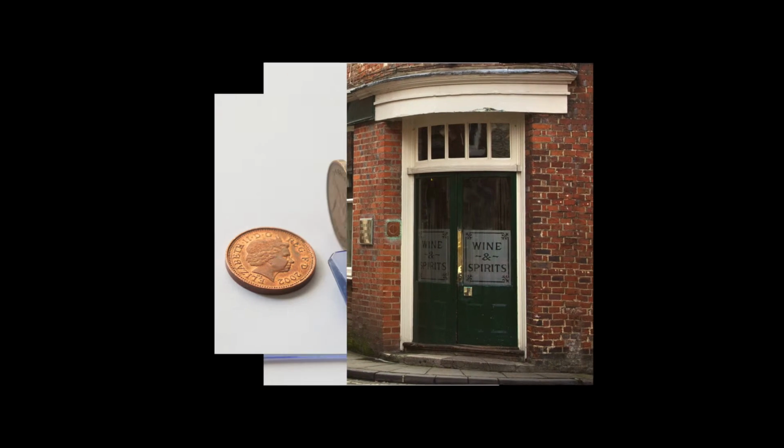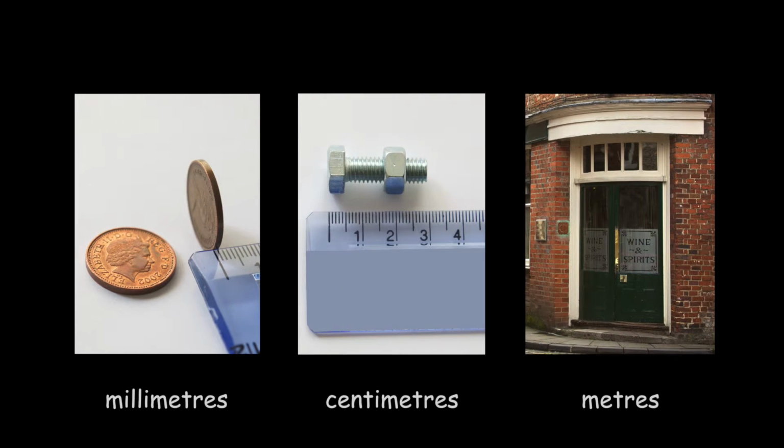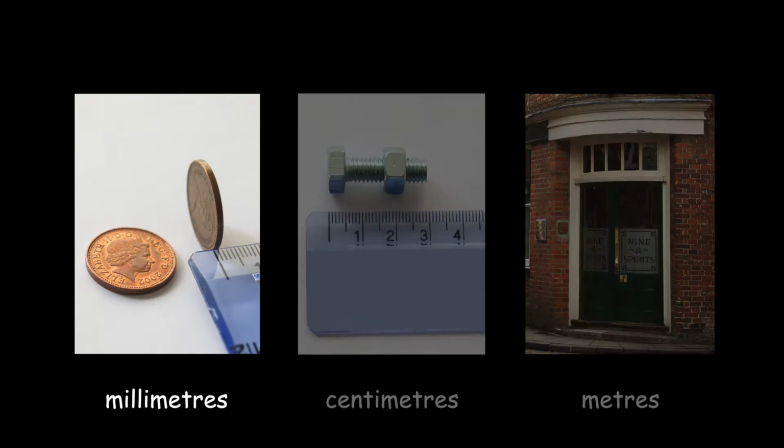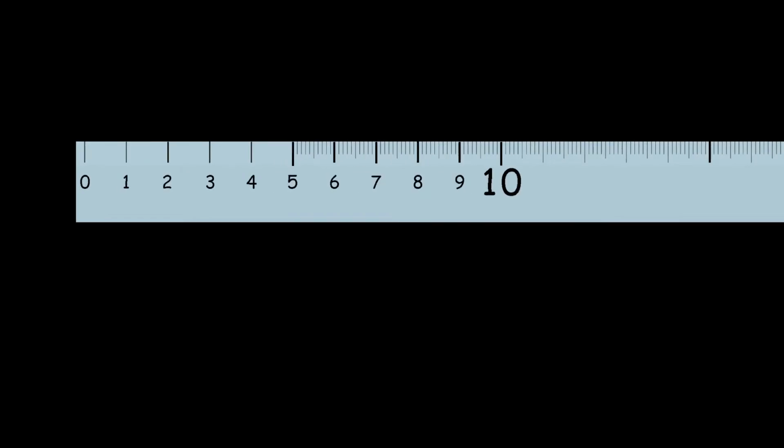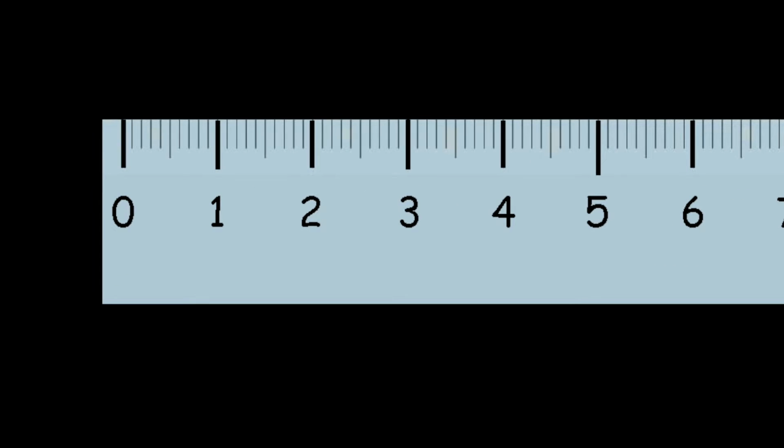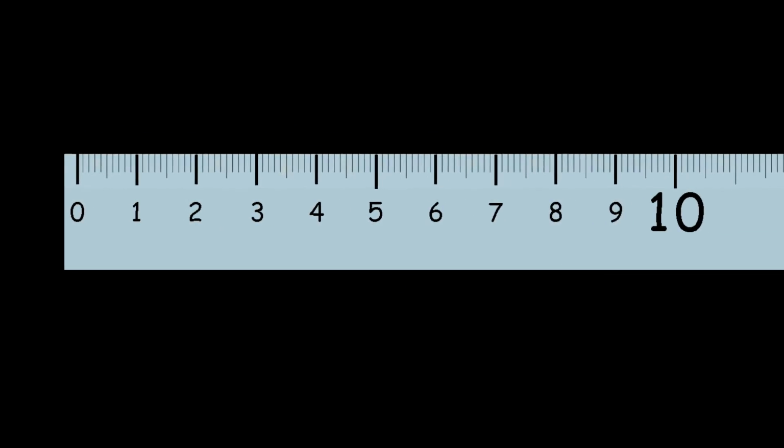We also need to know how these units relate to one another. We'll start with the smallest, the millimetre. Have a look at this ruler. It's marked in centimetres, and the small subdivisions are for millimetres. So you can see that 10 millimetres make a centimetre. But how about metres? How many centimetres make a metre?